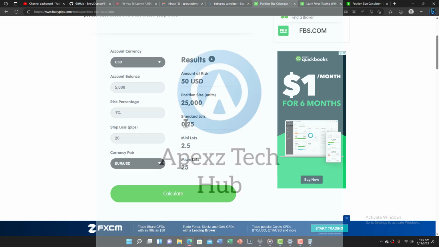Since I'm going to risk $50, let's say my risk to reward ratio is 1:3. Which means if I take an entry of 0.25 and it goes my way, I should be making 1 times 3, so I should make about $150. But if it does not come my way, I'll just lose $50 out of $5,000.